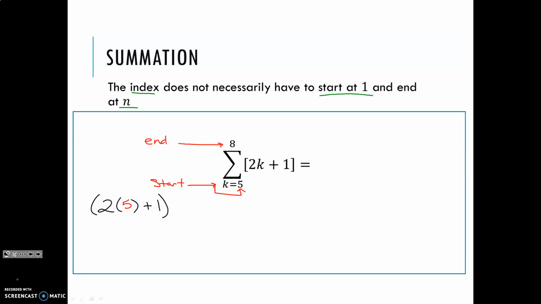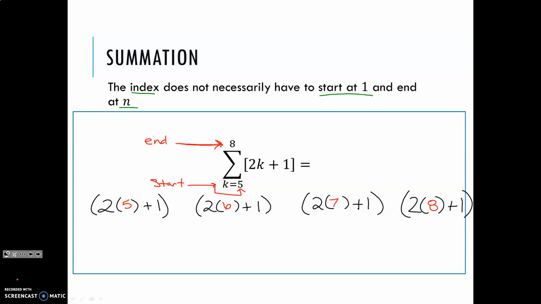Okay, the next one that I'm going to work with is, again, 2 times k plus 1, but the next term after 5 would be 6. Then I will move on. Again, 2 times k plus 1. Next term, I go 5, 6, then 7. Okay. The last one I do would be 2 times 8 plus 1. Now, how did I know that was my last one? Well, because it says that this should end at 8. Okay. What do I have in between each of those?